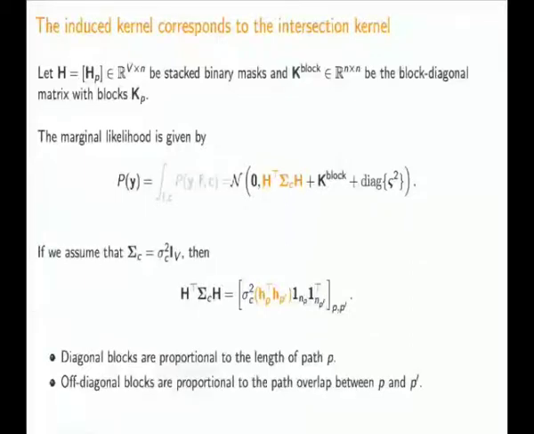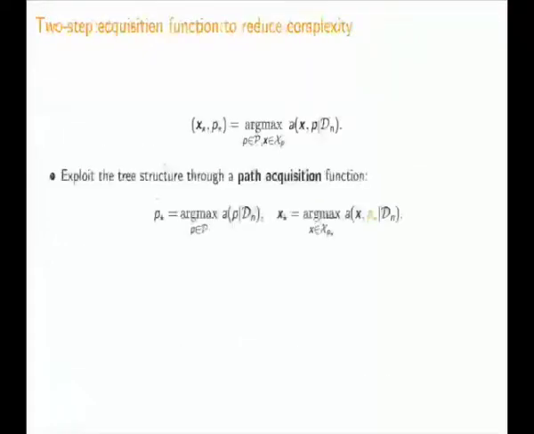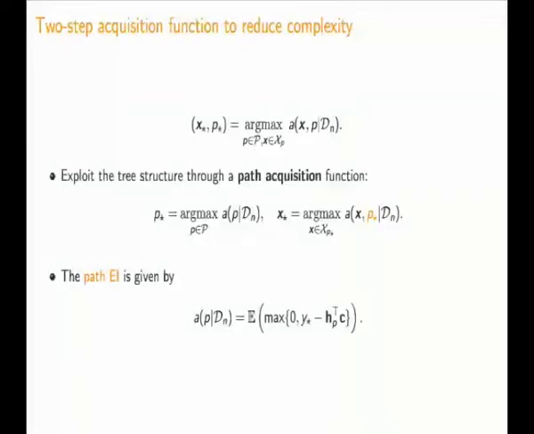Okay, so as I said, this has an interpretation as an intersection kernel, which is in fact used in other settings, in particular in natural language processing, when we compare similarities between, for example, parse trees. So we have a two-step acquisition function, which is more efficient than doing the full unconstrained one: first selecting the path and then selecting the candidate per path. With the independent one, we would have to select and rank candidates across all the paths. In this case, we don't have to consider the alternative paths once you've selected the path, which is also slightly less expensive.